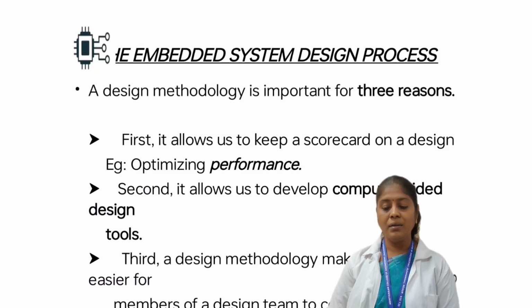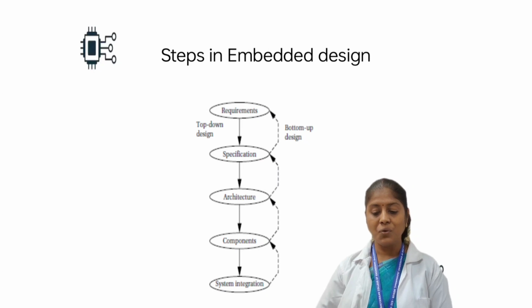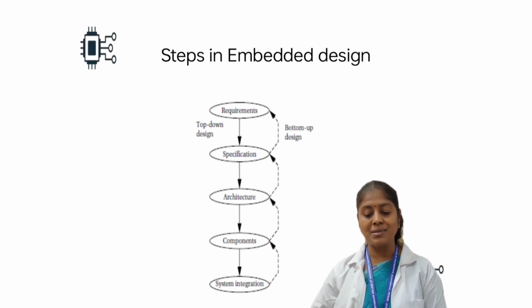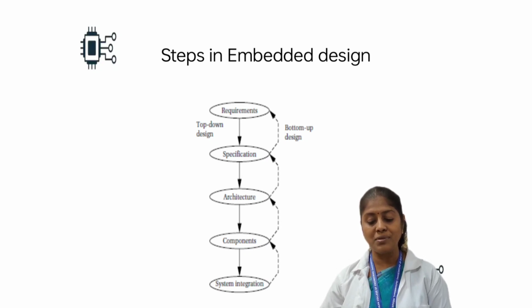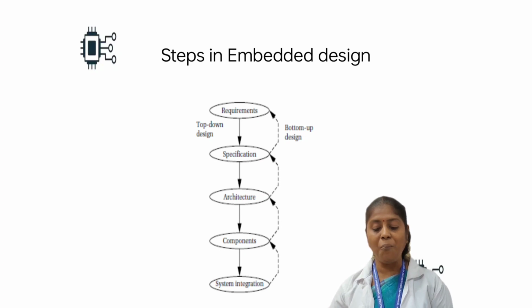The figure shows the steps in embedded system design. So we have top-down and bottom-up design. The first one is top-down design. It starts with the requirements, specification, architecture, components and system integration. Under bottom-up design, we start with the system integration, components, architecture, specification and go to requirements.